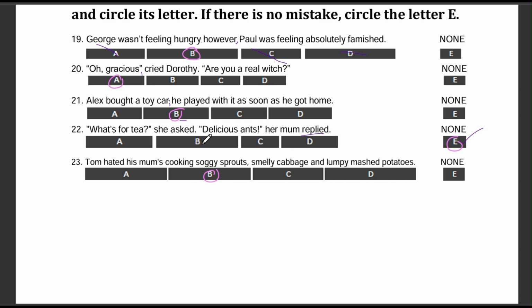Explanation. Everything is correct in this sentence. The quotation marks and commas are all in the right places. Why not the others? Because there isn't any error in the punctuation.